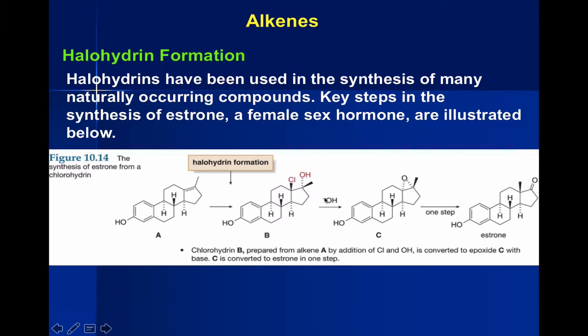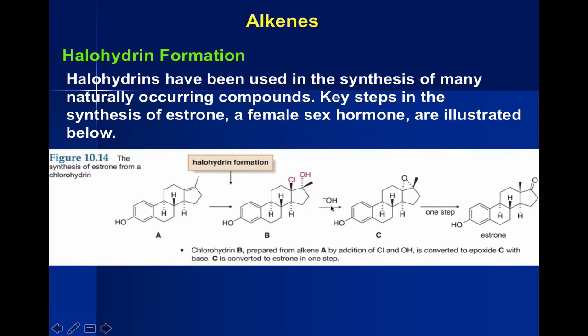You take a base. The base will deprotonate the acidic hydrogen on an alcohol. Remember, alcohols are about a pKa of around 16, 17, 18, somewhere in that ballpark. Since this is a tertiary alcohol, it'll actually have a slightly higher pKa than that. But nonetheless, you deprotonate, and now you will have an alkoxide, which can function as a decent nucleophile. It can come in from the backside, kick out the chlorine, and you end up with this epoxide. And this epoxide, in one step, you can rearrange, and you get estrone.